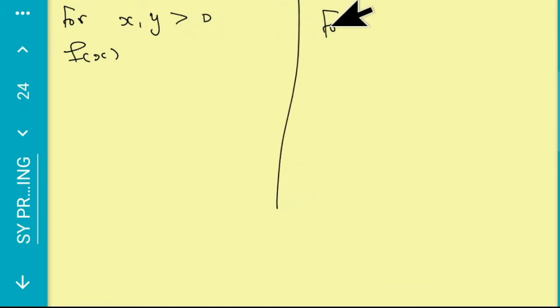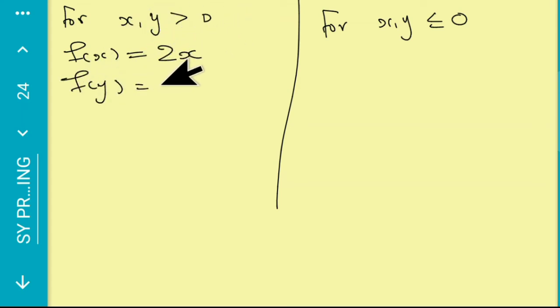So for x, y greater than 0, my f of x, I'm considering this as a case. And then I will consider x and y less than or equal to 0. I know that both cannot be of a different sign. So my f of x will be what? Since it is greater than 0, it will be 2x. F of y will be 2y. And I know these two are the same. This implies my x must be the same as y.